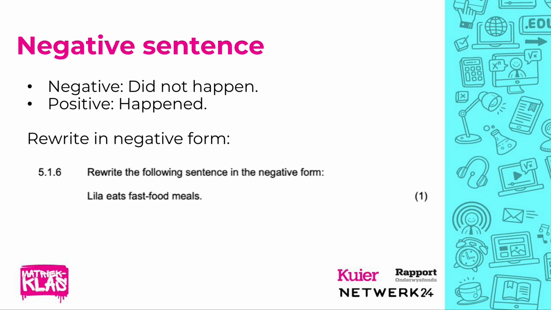Why? Because I must first focus on the verb. Right? Now, eats tells me it's in the present tense. Okay? So I know eats is currently happening. But if I say does not eat fast food meals, automatically it did not happen. Okay? That is how easy and simple the negative sentence is. Very easy. And I hope you will get that one right.